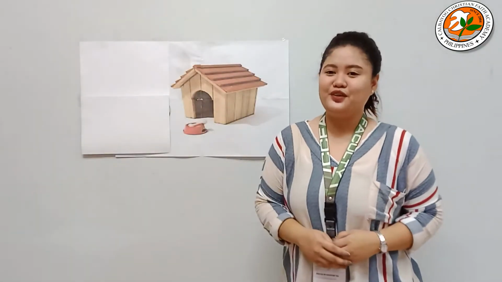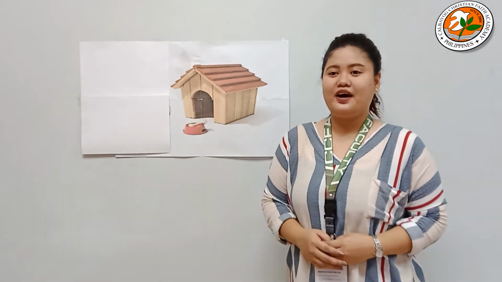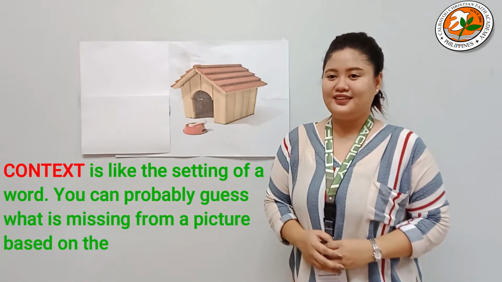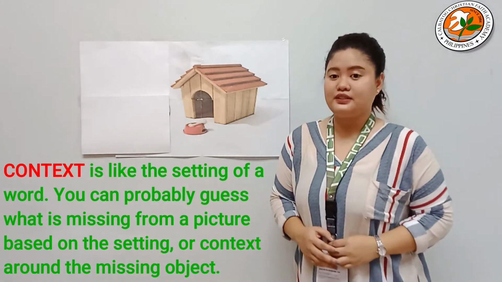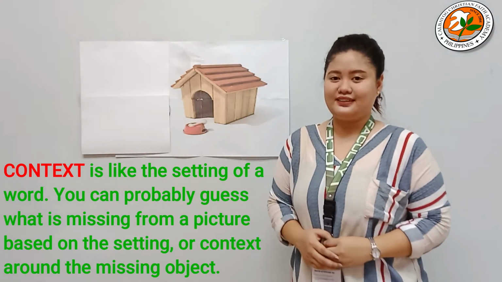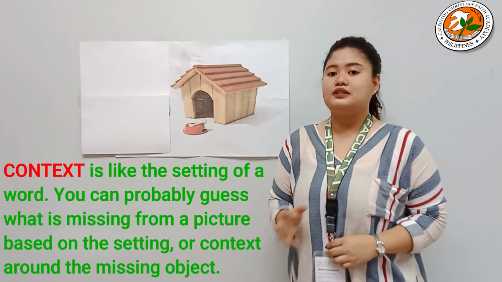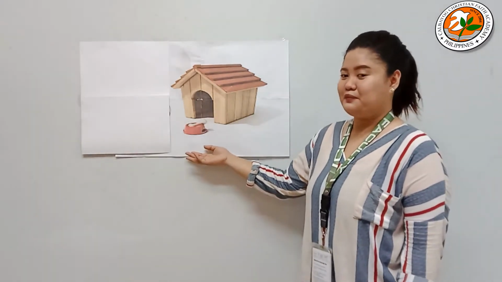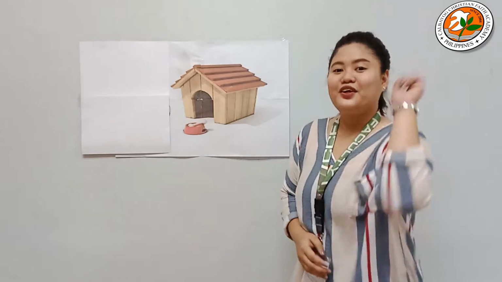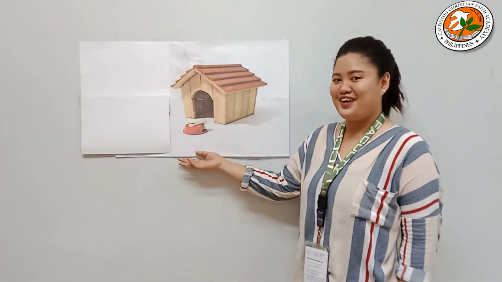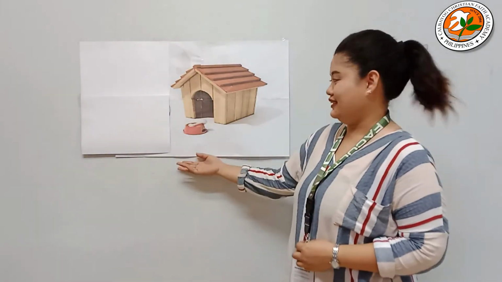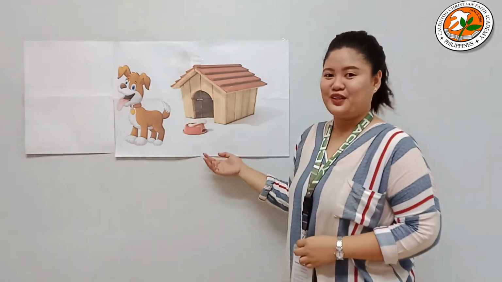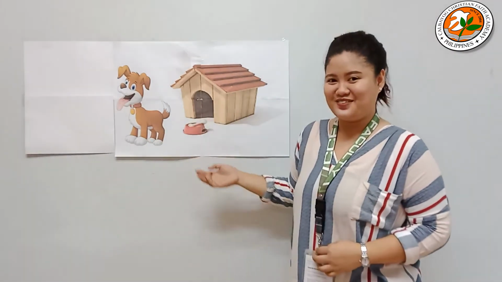I know that you know what a clue is, but let us define the word context. Context is like the setting of a word. You can probably guess what is missing from a picture based on the setting or context around the missing object. So I have here a picture. What can you observe from the picture? You got it right! This is a doghouse. So what is missing in this picture? Correct! A dog is missing in this picture because a dog lives in a doghouse.